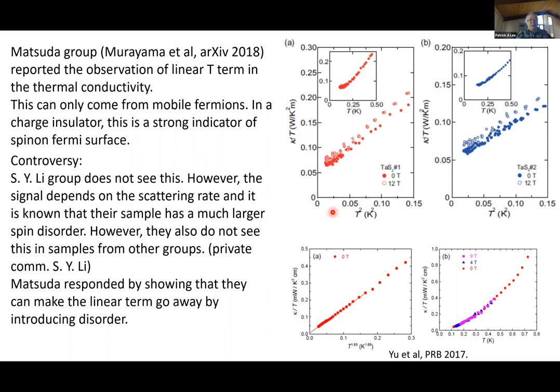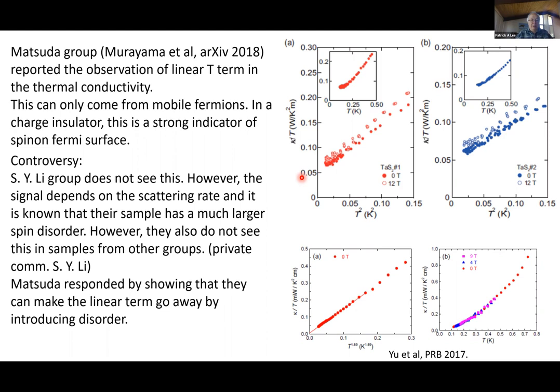So the T squared is maybe due to phonons, right? Usually phonons dominate the thermal conductivity, but at very low temperature, you can pick out some residual. And this is claimed to have a finite intercept when you extrapolate to zero temperature. This is very unusual because κ over T being constant is what you usually associate with a metal, right? By the Wiedemann-Franz law, κ over T is proportional to the electrical conductivity.